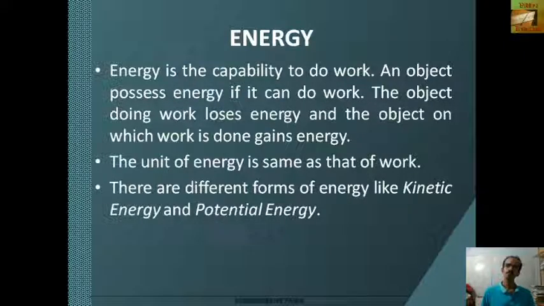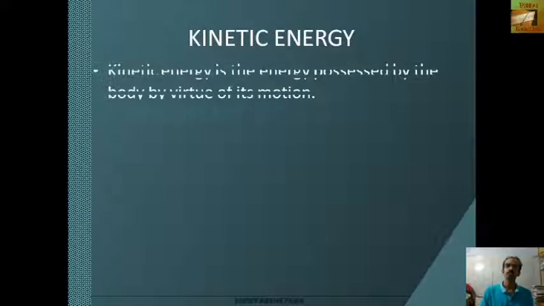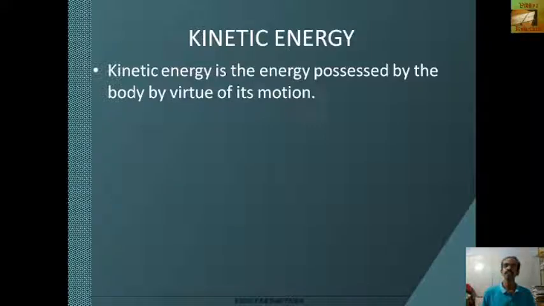Now, there are different forms of energy, for example, kinetic energy and potential energy. These two forms of energy are discussed in detail in the upcoming slides. We can see what kinetic energy is. Kinetic energy is the energy possessed by a body by virtue of its motion. That means a body which is in motion possesses kinetic energy. If it is stationary, its kinetic energy is zero.